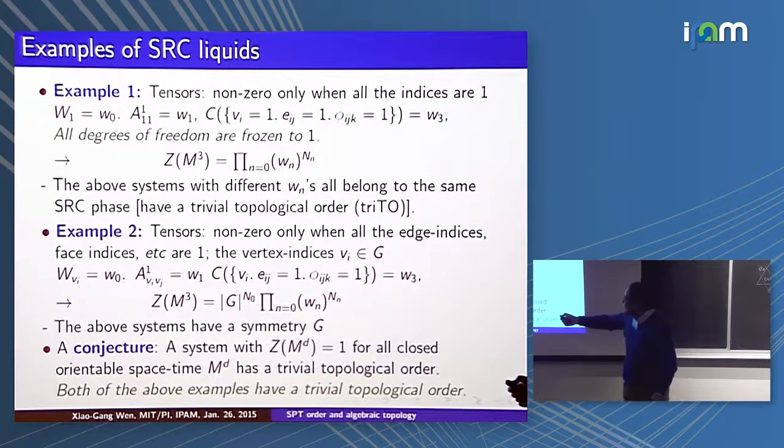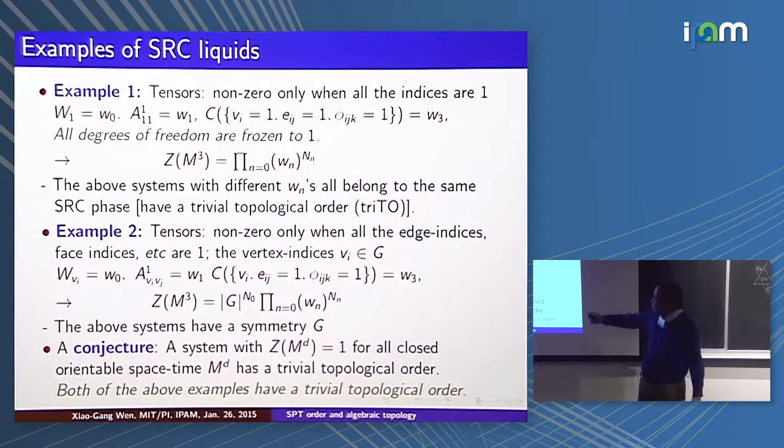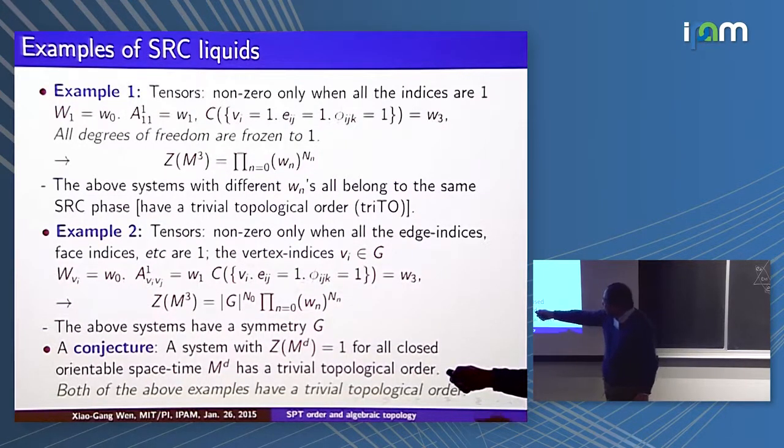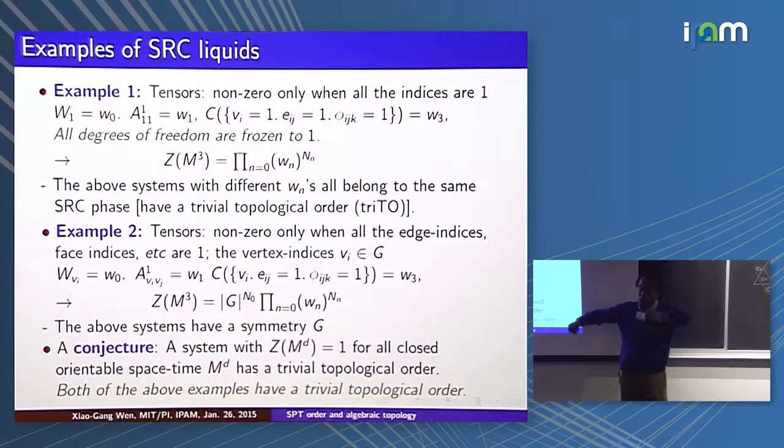There's another example where all the indices on the edge and the phase are equal to 1. The tensor is non-zero only when all the edge indices and phase indices equal 1. However, the vertex index can be any value. We can assume the vertex index takes a value in a group, for example, a discrete group. The tensor does not depend on the value of the vertex index, so they're all equal, no matter how you choose the vertex index.